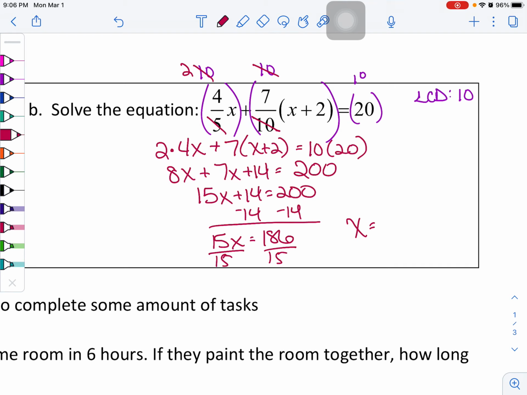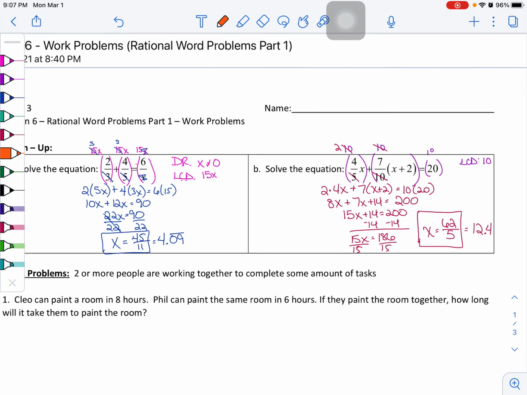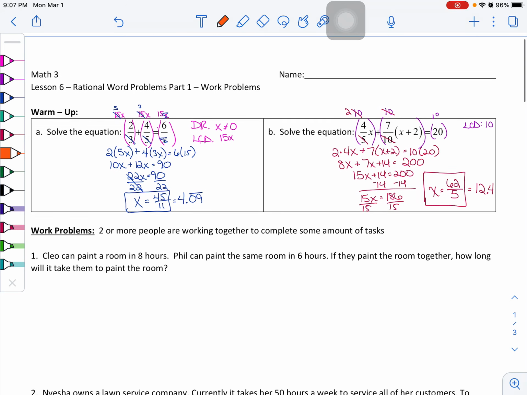Divide by 15. And I'm going to get x is equal to, now again, my preference is always an improper fraction or a fraction. Because then if the decimal is a repeating decimal, I don't have to worry about repeating or anything like that. This one is not too difficult of a decimal to work with. It's 12.4. So preference would be the 62 over 5. I would accept 12.4 again, unless the direction said otherwise.